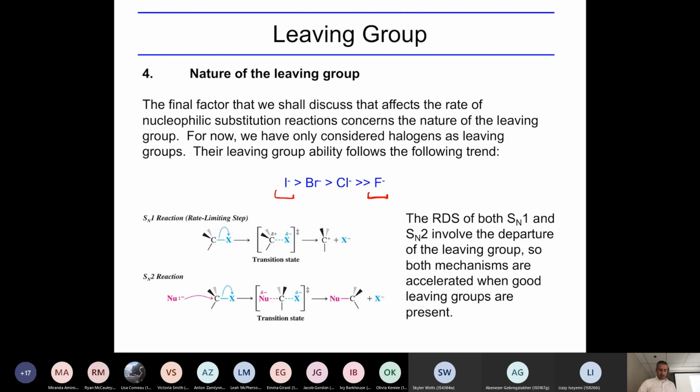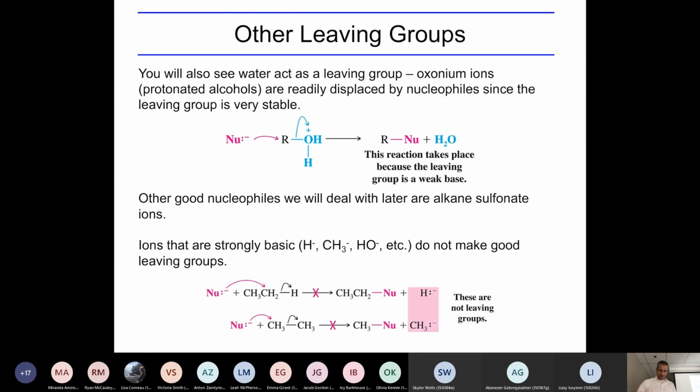So in between, bromide and chloride are kind of intermediate. Iodide is the best leaving group, then bromide, then chloride. And we don't even call fluoride a leaving group because it doesn't leave. It stays around. It's an unwanted house guest. Well, sometimes you want it there.